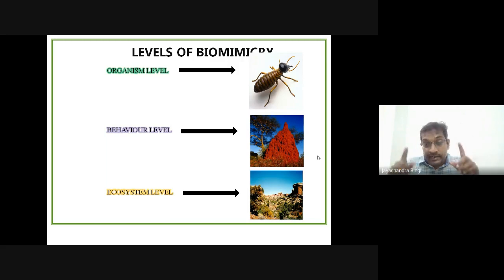Okay, so that is ecosystem level. That is the understanding of organism level, behavior level, and ecosystem level. Please remember that, because those are very important to apply even in your project. For those doing a final year project, it is very important to apply the bio inspiration in your projects. Okay, so that is today's class.